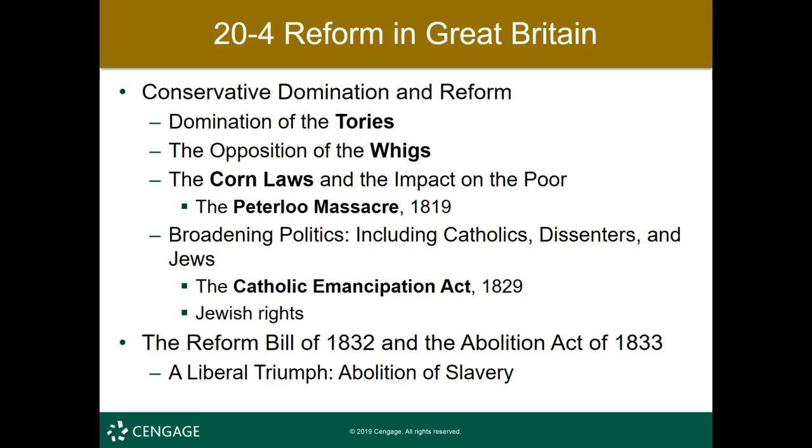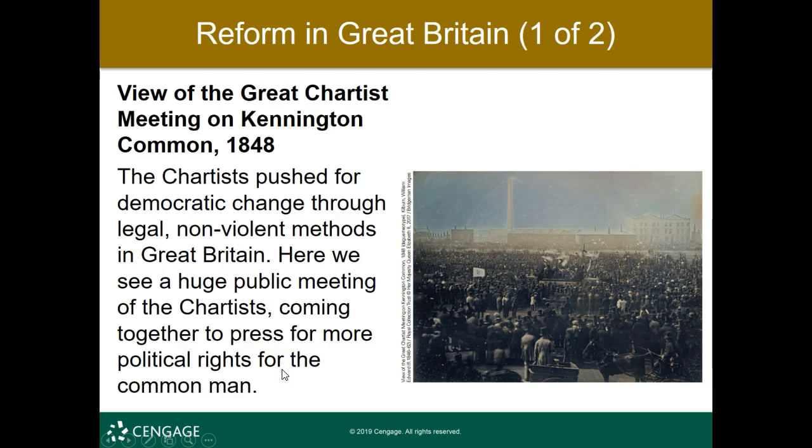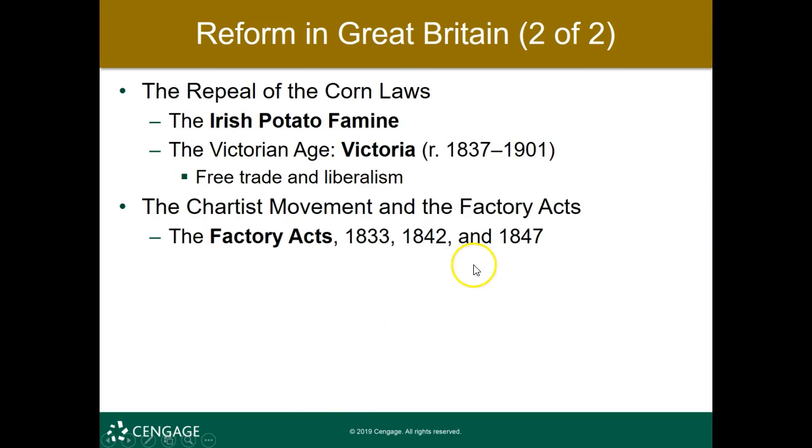The slave trade is outlawed in 1807. The Corn Laws are eventually repealed, and later you get into the Factory Acts, and you'll read about the Factory Acts of 1833, 1842, 1847. The first time really you see a government start to put in some regulations on factories, especially dealing with children and women. So make sure that you take a look at this as you go through this chapter.